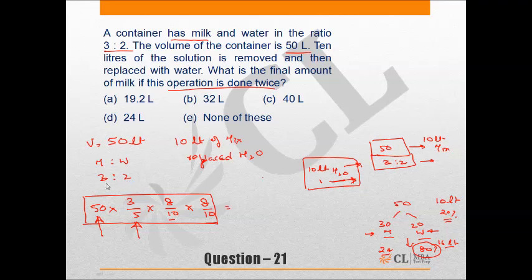Let's just calculate that now. So 5 ones are 5, 5 tens are, these two go out. So 8 8s are 64, into 3, 192 upon 10. So 19.2 liters is the final amount of milk in the mixture. Had the question asked for the final amount of water in the mixture, I would have said, since the volume of the vessel is 50 liters, and 19.2 liters is milk, the remaining has to be water. Let's move to the next question now.